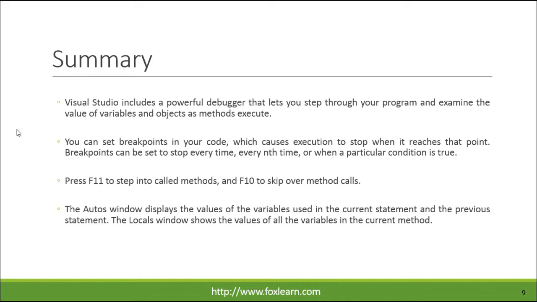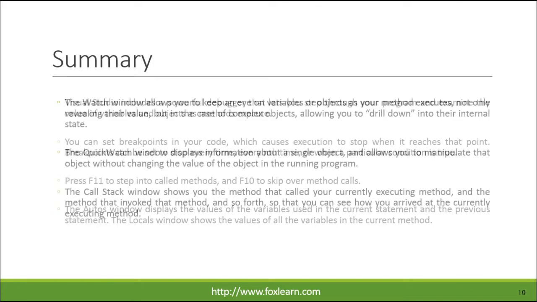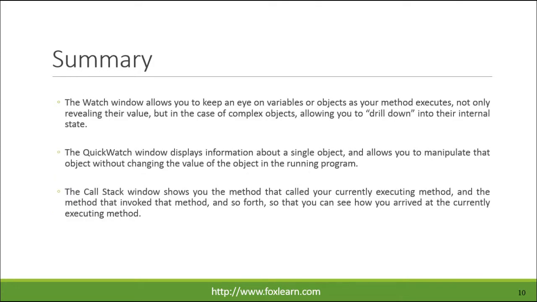The autos window displays the values of the variables used in the current statement and the previous statement. The locals window shows the values of all the variables in the current method. The watch window allows you to keep an eye on variables or objects as your method executes, not only revealing their value, but in the case of complex objects, allowing you to drill down into their internal state.